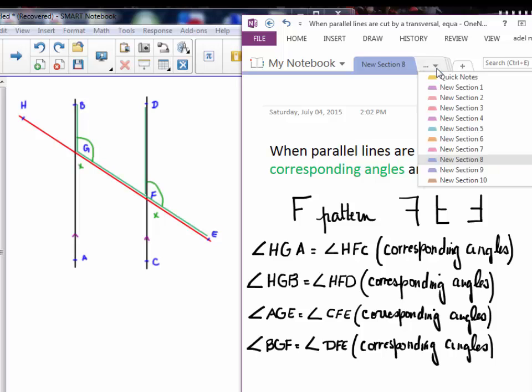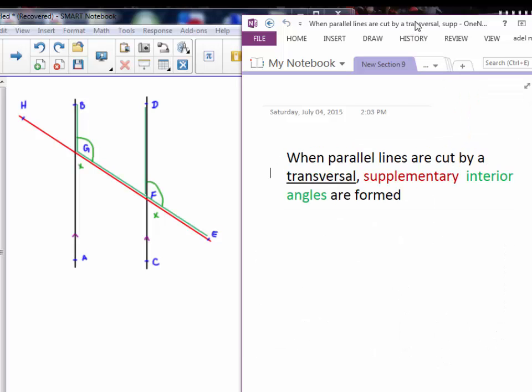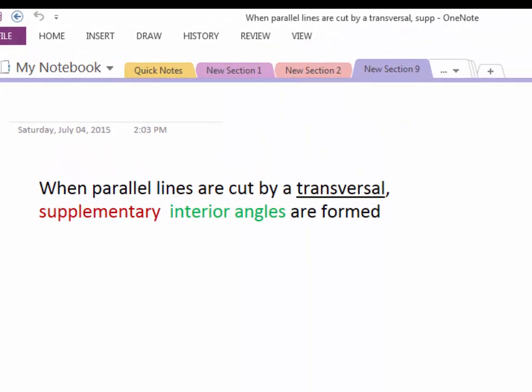Do we have anything else? Yes, there is the last one. When parallel lines are cut by a transversal, supplementary interior angles are formed. Here I need to get your attention. We don't say equal, we say supplementary. Supplementary interior angles are formed. That means the two interior angles that I'm going to show you are not equal, but they are supplementary.